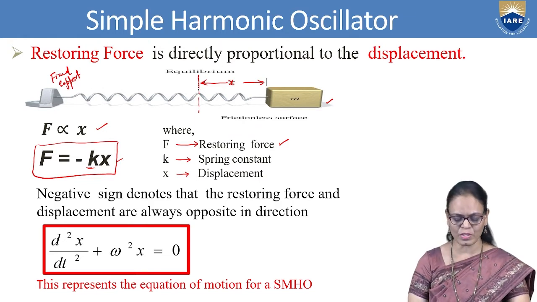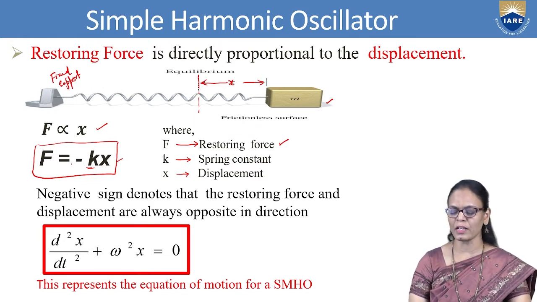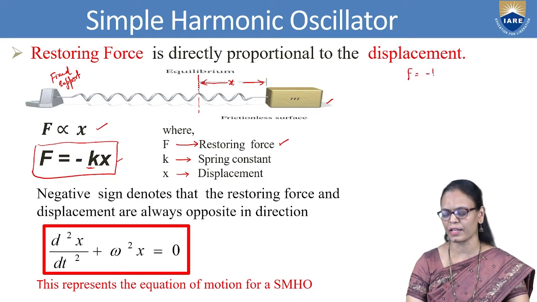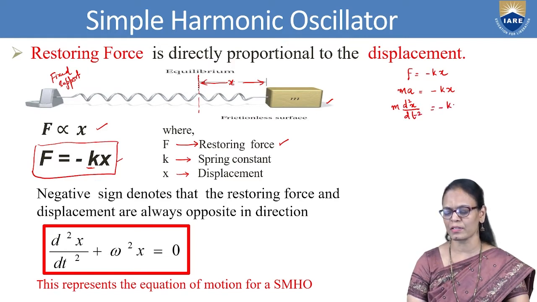And then we have also derived the expression. So taking simply F is equal to minus Kx, F is ma according to Newton's second law of motion, equal to minus Kx, and a can be written as d square x by dt square because it is the rate of change of velocity, equal to minus Kx. We can bring K onto the other side and divide throughout with m. We get d square x by dt square plus K by m into x is equal to 0.